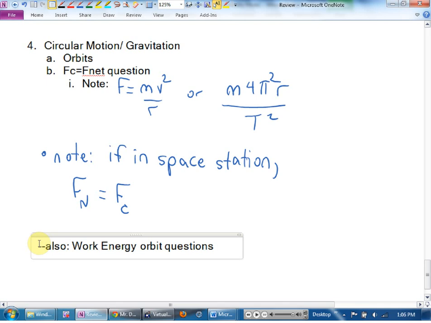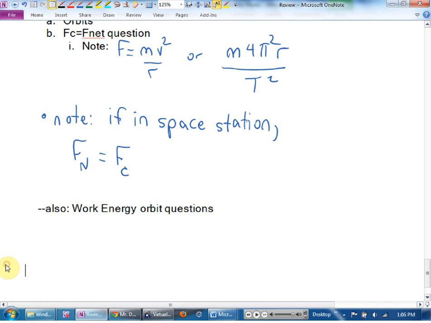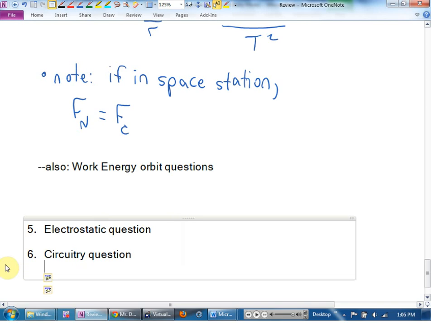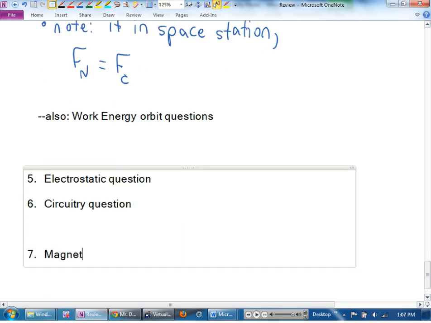Then there's going to be an electrostatic question. Voltage, electric field, all that good stuff. Then there's going to be a circuitry question. Magnetic forces or induction question. They're technically the same unit.